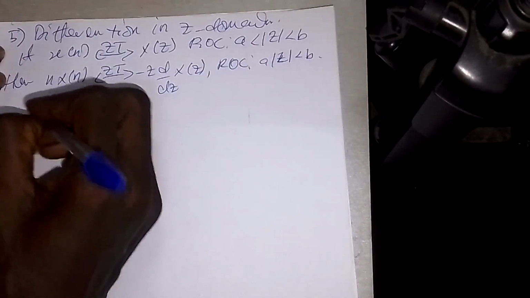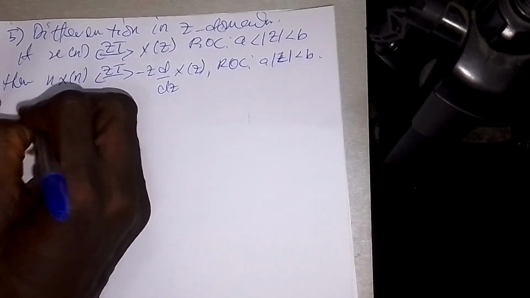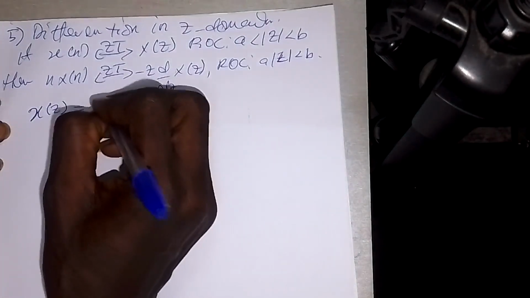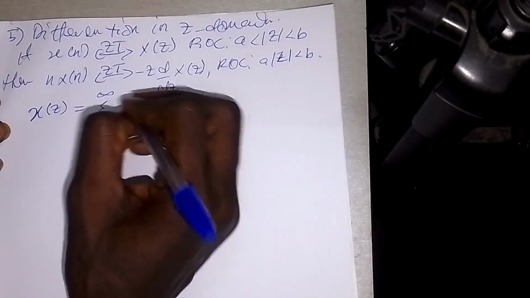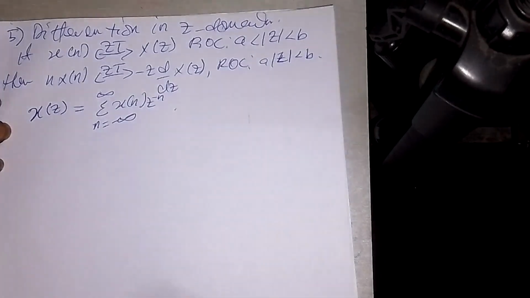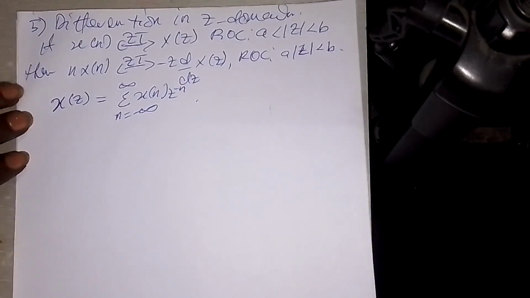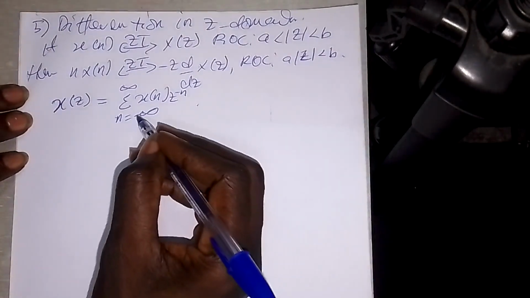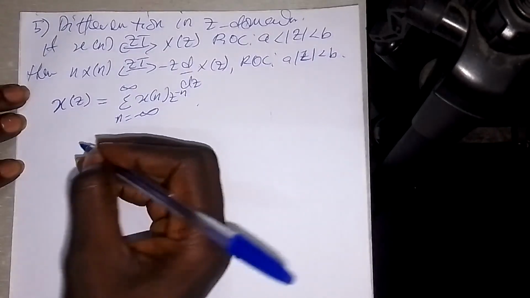To prove this one, you state the general Z transform formula, which is X of z is equal to the summation from n equals minus infinity to infinity of x of n into z to the minus n. You just take this general Z transform formula. With this formula, what you can do is differentiate both sides.